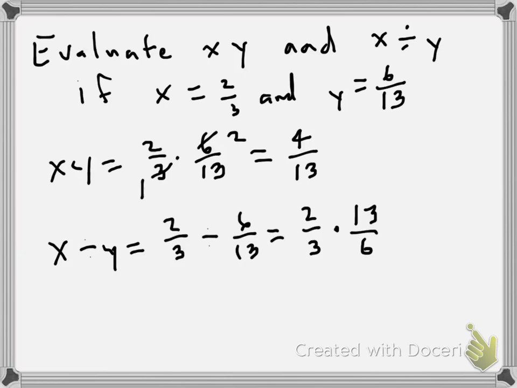In this case, 2 goes into 6. 2 times 3 is 6. So 2 divided by 2 is 1. 6 divided by 2 is 3. And I'm ready to multiply straight across the top, straight across the bottom. So 13 over 9 is going to be my quotient when I do that division problem.